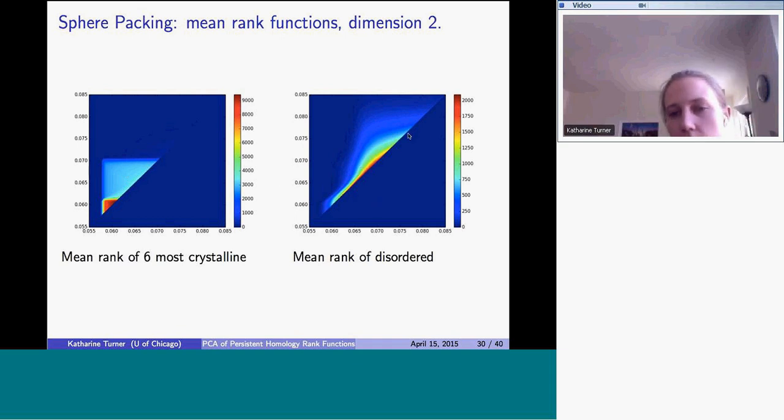In comparison, you've just got a smudged out effect with the mean rank from the disordered. So the idea is that we have a whole lot of these disordered packings, and complexes of the centers of these give you these different rank functions, and it doesn't have any of that structure that shoots out at you saying, oh, look, you must have a lot of this local distribution.